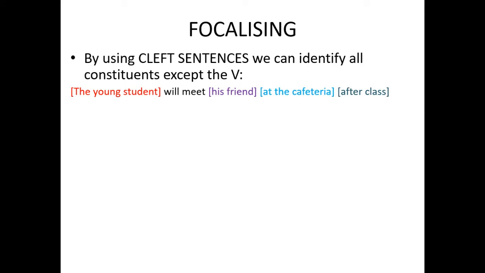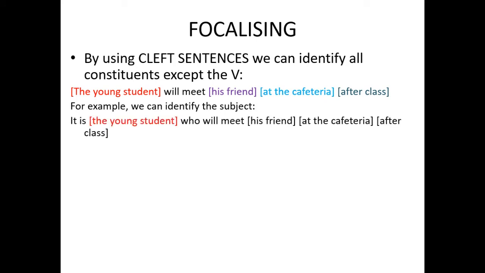So I color-coded sentence elements. The young student is the subject, will meet is the verb, his friend is the object, at the cafeteria is the first adverbial, after class is another adverbial. So using a cleft sentence, you can identify, for example, the subject. You can say it is the young student who will meet his friend at the cafeteria after class. Notice that you use who here. So this actually shows you that this is the subject. You remember who and what are used for subjects and objects.